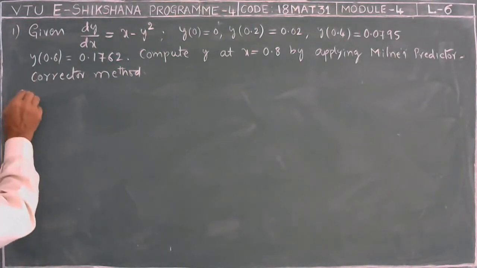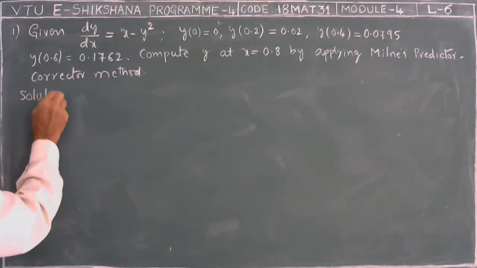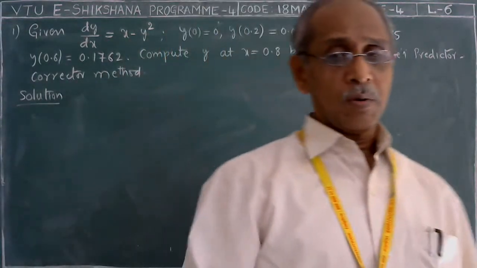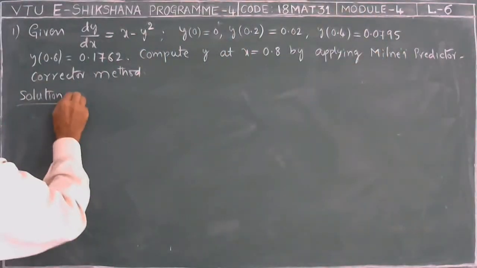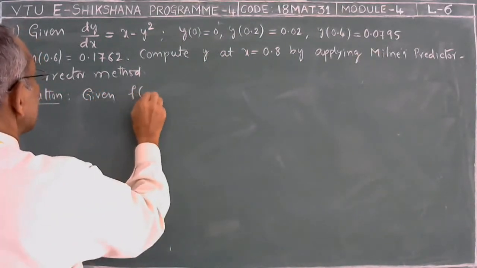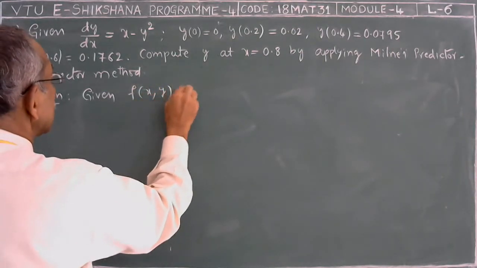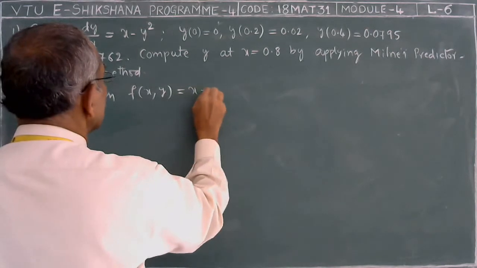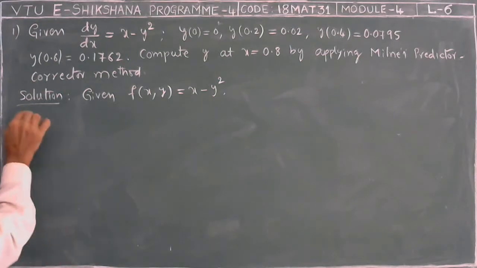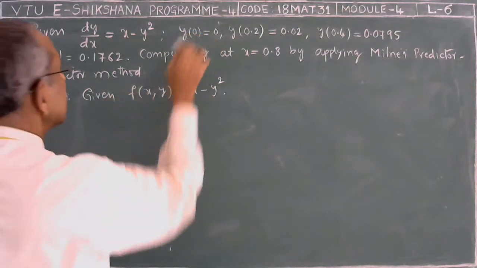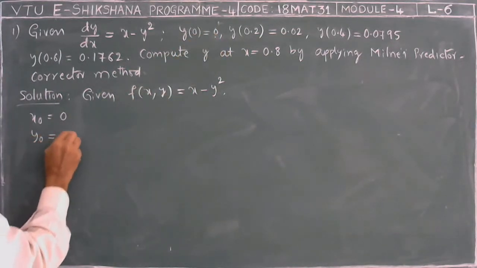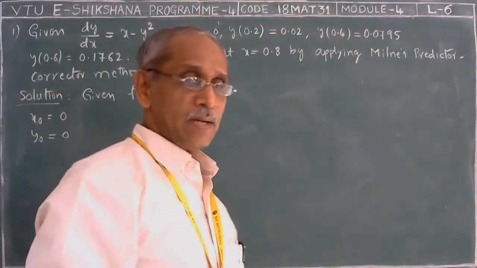Okay, so first let us write down the given data. As I told you, it is always good to write the given data so that you will know what exactly you have to do. Given f of x comma y is equal to x minus y square. Then x naught is 0. Corresponding value of y, that is y naught, is also 0.